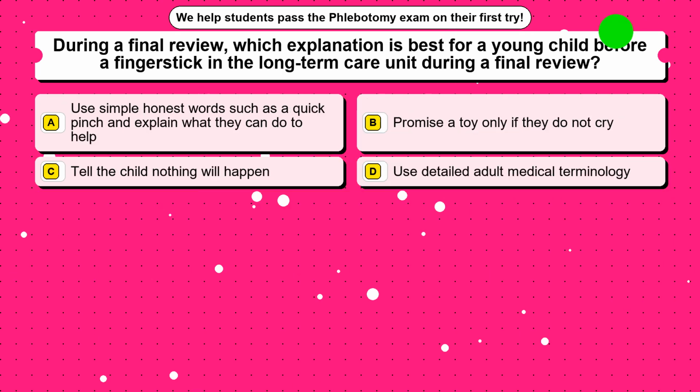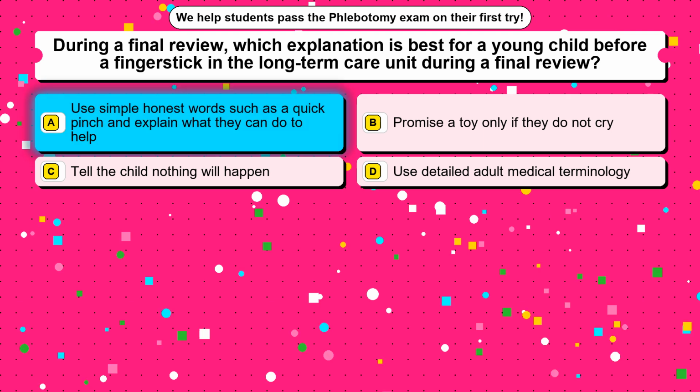Question 83. During a final review, which explanation is best for a young child before a finger stick in the long-term care unit during a final review? Option A. Use simple honest words such as a quick pinch and explain what they can do to help. Option B. Promise a toy only if they do not cry. Option C. Tell the child nothing will happen. Option D. Use detailed adult medical terminology.